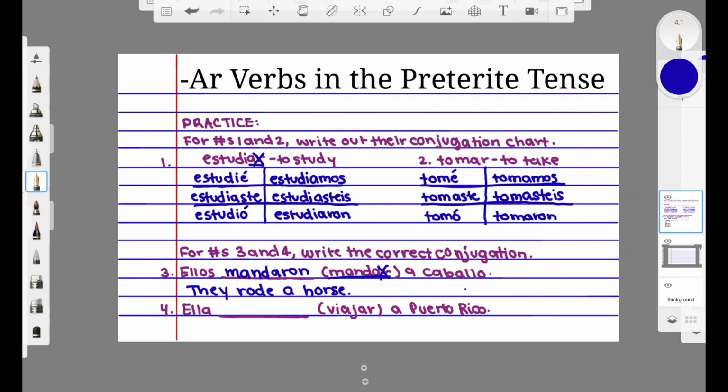Number 4, ella blank viajar a Puerto Rico. Again, we'll get rid of the AR. Viajó, with the conjugation is ó with the accent mark. Ella viajó a Puerto Rico. She traveled to Puerto Rico.